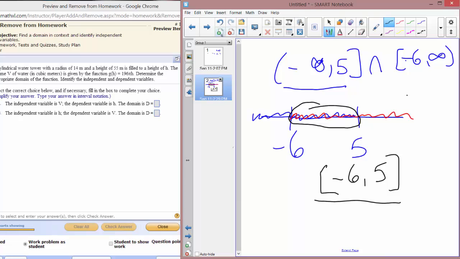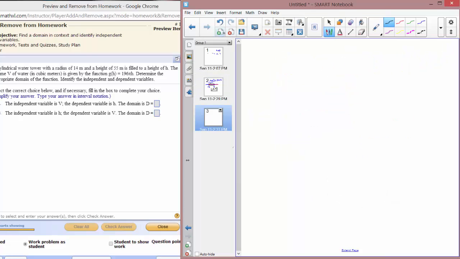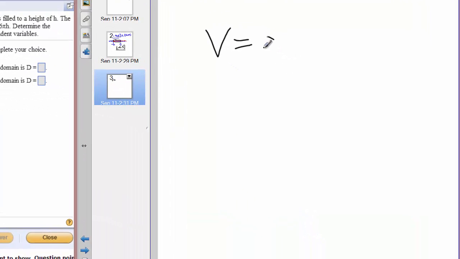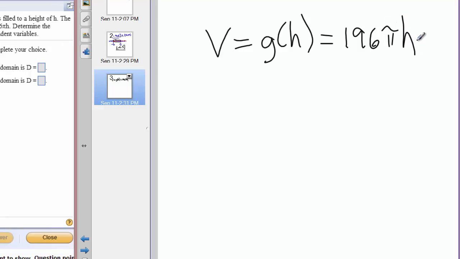So let's take a look. So the volume is given by the function g evaluated at h is 196 pi h. So this notation right here tells you that h is the input. So since h is the input, that is the independent variable.